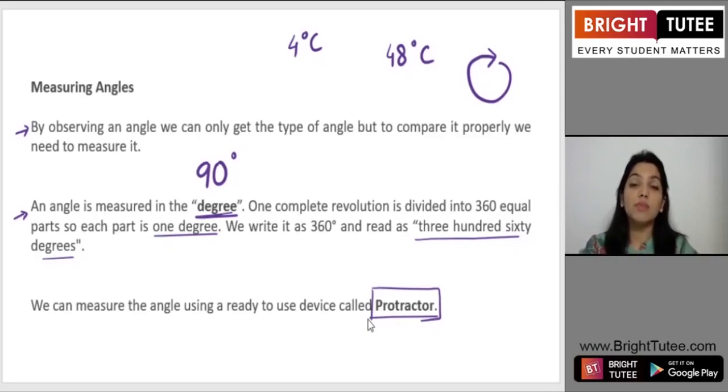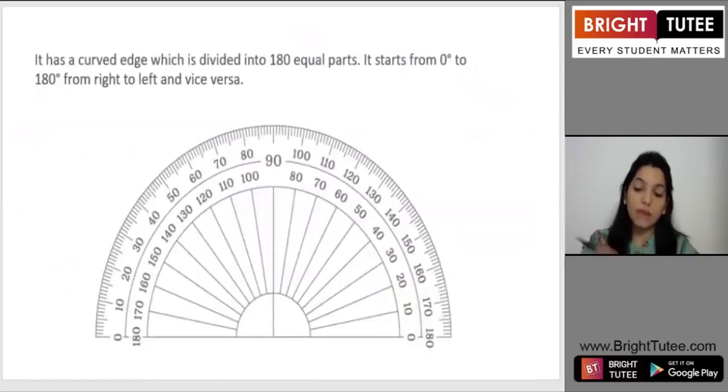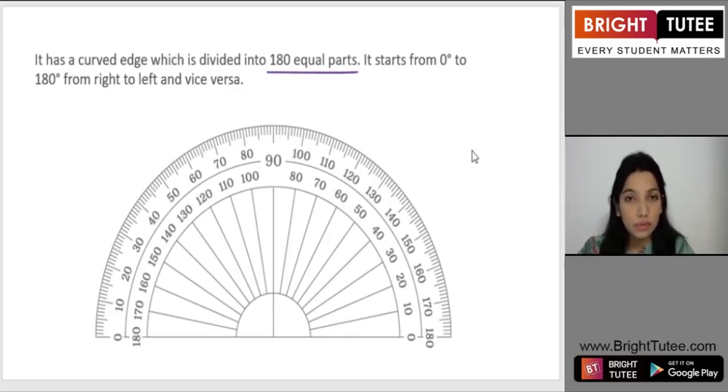Let us see how these protractors look. So here comes the image for you. It has a curved edge which is divided into 180 equal parts. Clearly you can see here that this protractor is half of a circle, right? It is not a complete circle, it is half of a circle. It starts from 0 degrees and reaches 180 degrees, from right to left or from left to right. So either way you can see.